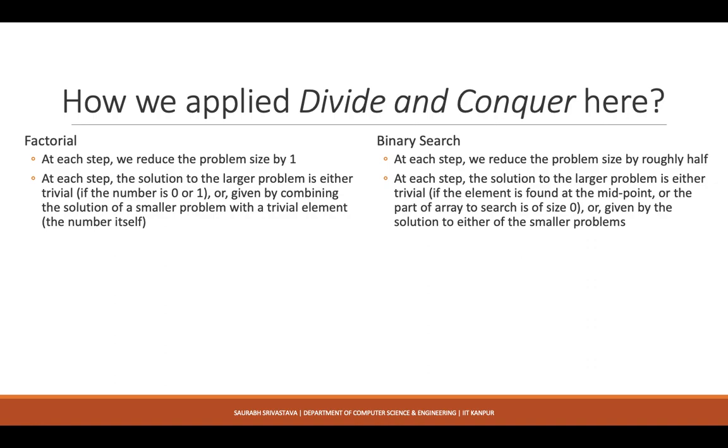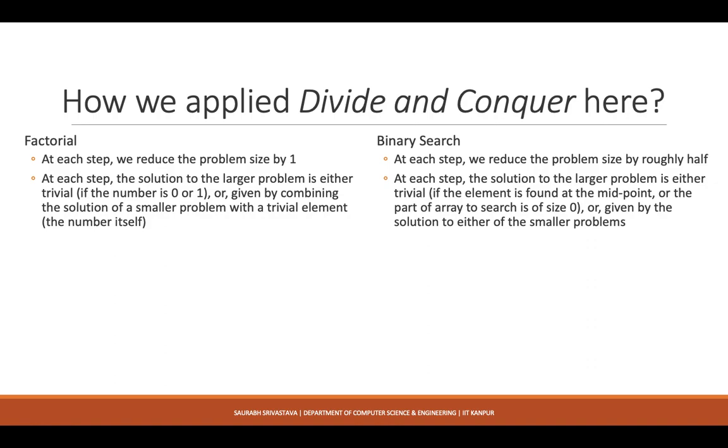And in factorial, the solution to the larger problem is either trivial, as in, if the number is 0 or 1, I simply return 1 from the function, by convention. Or the solution can be found by combining the solution of a smaller subproblem with a trivial element. In this case, the trivial element was the number itself. So you simply say number multiplied by factorial of n minus 1 is the solution, right? Number was a trivial element that I combined with the solution of the subproblem, and I have the solution to the complete problem.